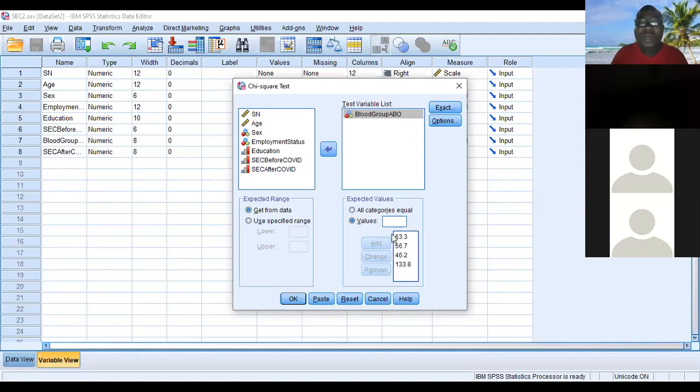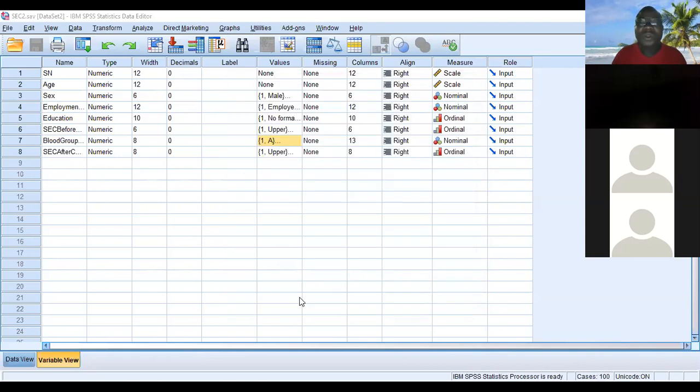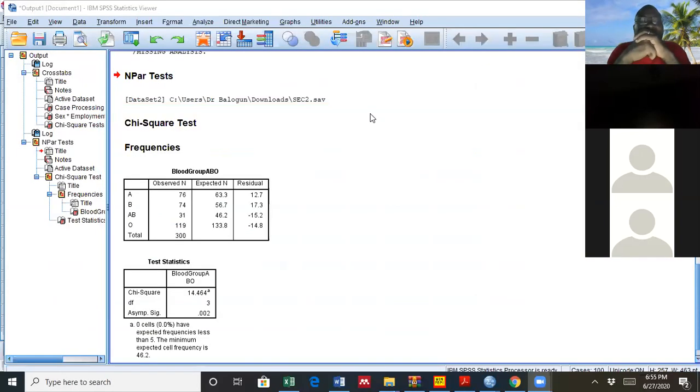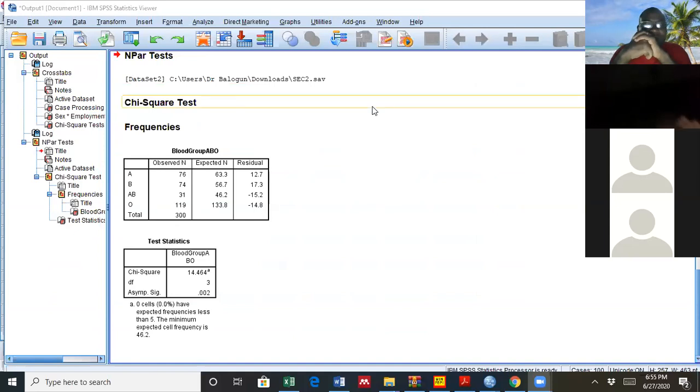Click. Okay. So share your result view with us. Output window. Yes, output view. Yes. Can we see? Can you see now?